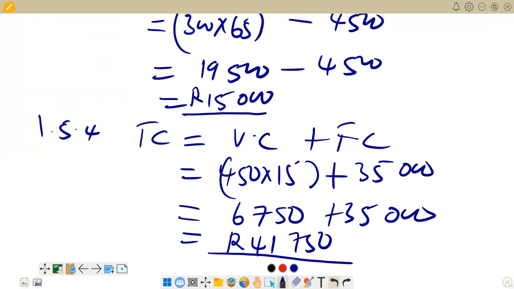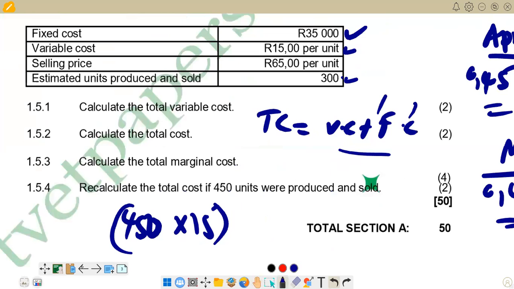So that's what we have in terms of 1.5.4, which is the end of question one that we want to look at in this video. So basically, that's what we have, guys, in terms of cost and management accounting N6. This is a question from November 2022.